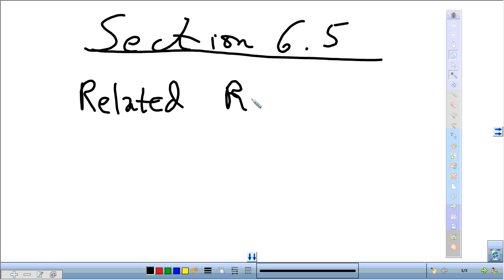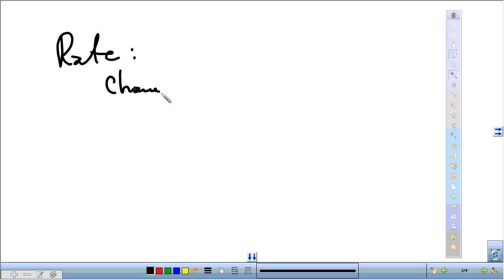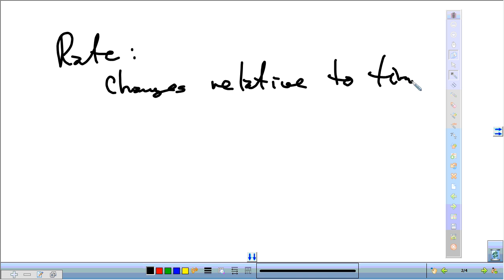Section 6.5 topic of related rates. So let's see, we have two words there. Let's look at the word rate. This is looking at changes relative to time. So we get those in a few places that we might notice.